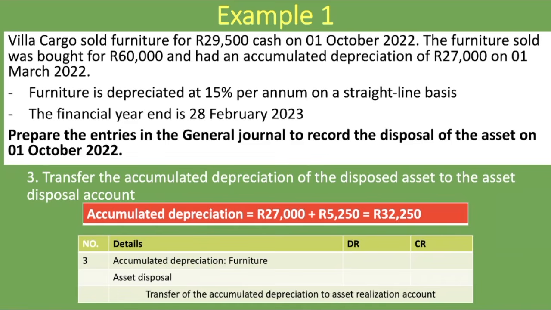That's why we had to calculate depreciation from the beginning of the period to the date of sale, and now we add that to the accumulated depreciation at the beginning of the period. So we put 32,250 there. I hope it's made sense as I've been explaining. If it doesn't, then you can go back and see the theory that I explained earlier on, or rewatch this step.